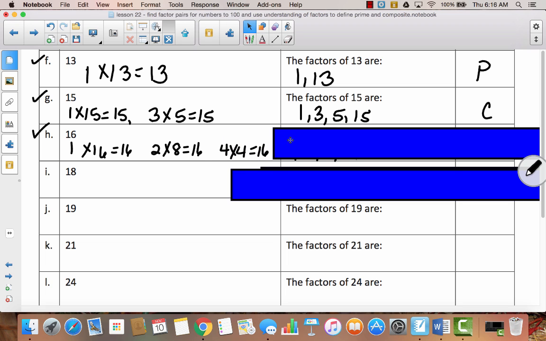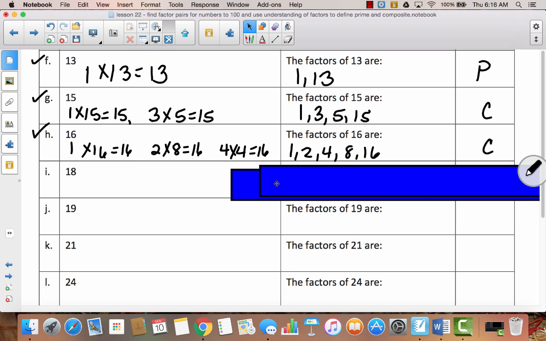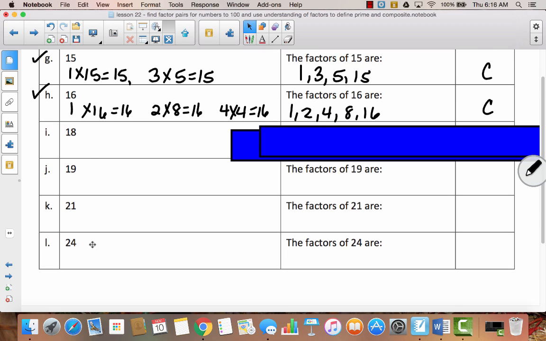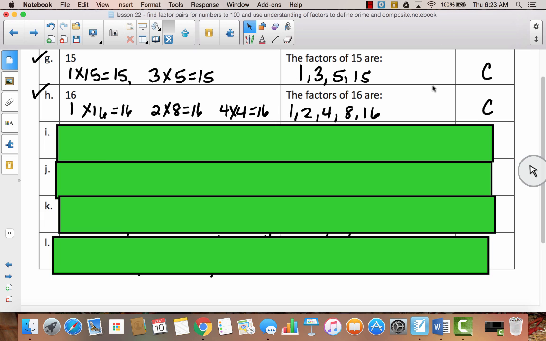None of the other numbers worked, so my factors are 1, 2, 4, I didn't put 4 twice, 8 and 16, which makes it composite. Okay? All right, I'd like for you to do the next 4 by yourself, and then let's come back and check together. Okay, so let's take a look at problem I.